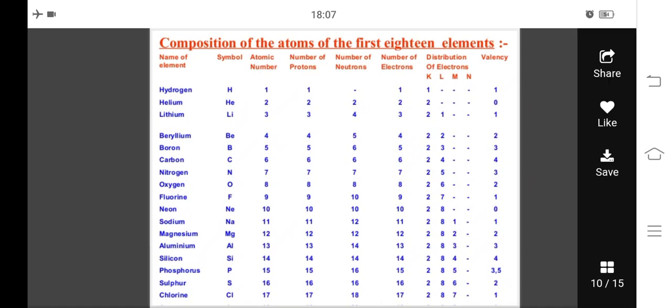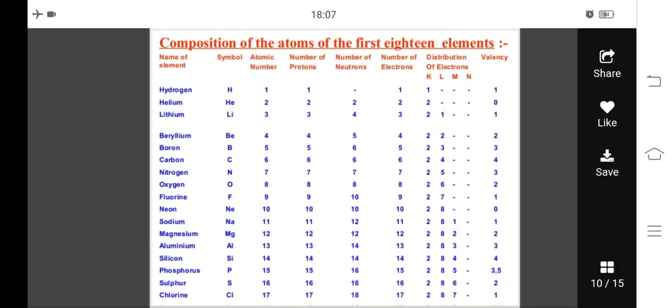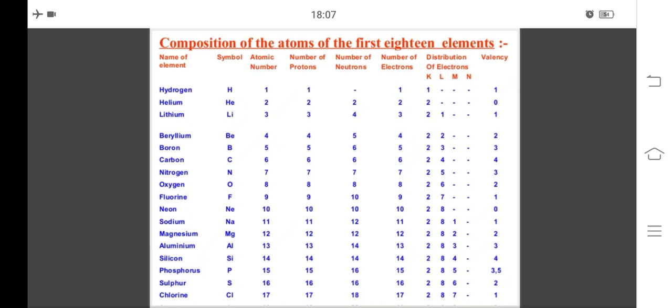Now the next element is helium. Helium has an atomic number of 2. The basis for this is it has 2 protons and 2 electrons and it also has 2 neutrons. Hydrogen is the element with 0 neutrons. जो हाइड्रोजन है वो एक ऐसा एलिमेंट है जिसके पास एक भी न्यूट्रॉन नहीं होता. ओके, but helium has 2 neutrons.